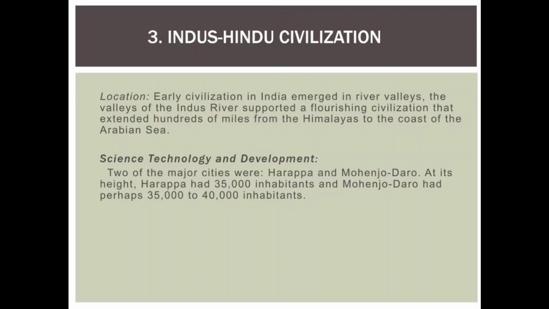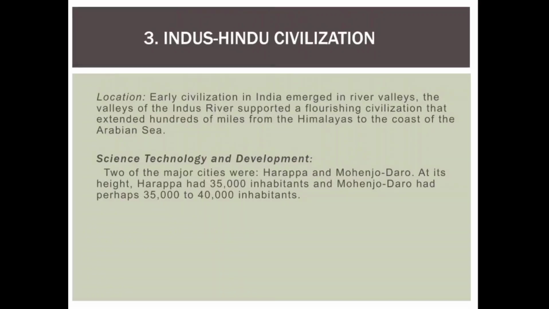Two of the major cities were Harappa and Mohenjo-daro. At its height, Harappa had 35,000 inhabitants and Mohenjo-daro had perhaps 35,000 to 40,000 inhabitants. Both cities were planned carefully. Most buildings were constructed of mud bricks baked in an oven and were square shaped, forming a grid pattern.